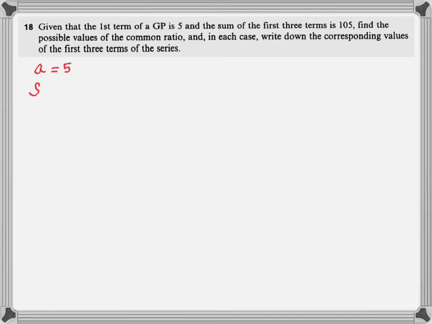Something like question number 18. Given that the first term of a GP is 5 and the sum of the first 3 terms is 105, find the possible values of the common ratio, and in each case, write down the corresponding values of the first 3 terms of the series. A is 5, the sum of 3 terms is 105. What is missing? The common ratio.